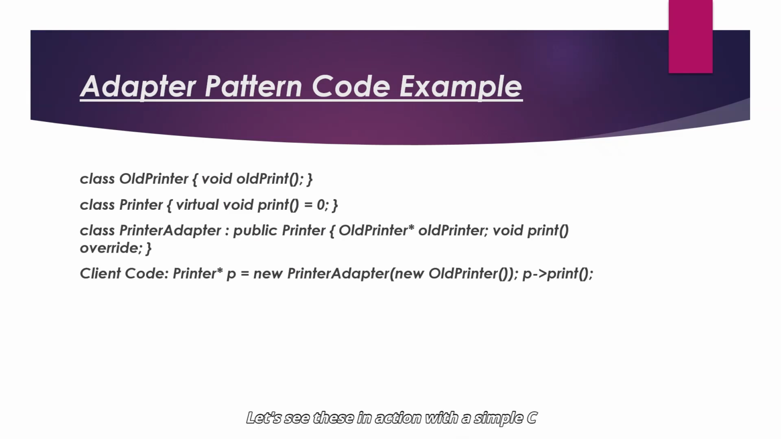Let's see this in action with a simple C++ code example. Here we have a class OldPrinter that has a method oldPrint, but our system expects a Printer interface with a print method. To solve this, we create an adapter class that implements the Printer interface and internally calls the oldPrint method of the OldPrinter. This allows the client to use the OldPrinter without modifying the original code. You can see that the adapter works as a wrapper around the OldPrinter to make it compatible with the new interface.